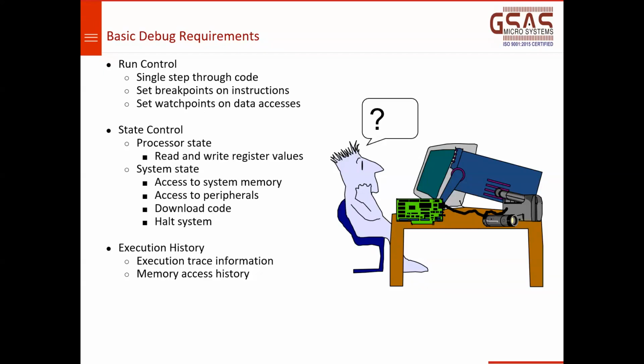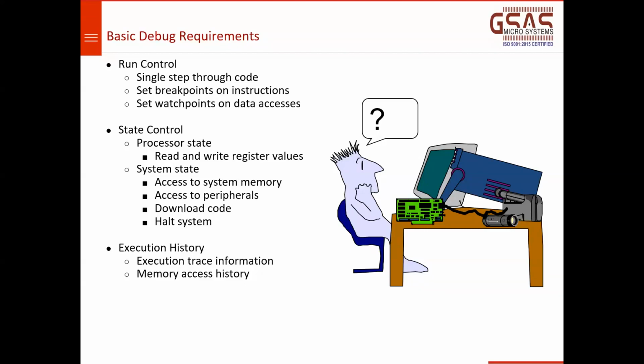The debug support is given in the processor core itself. It can be from a lower end ARM processor core to a higher end processor core, even Cortex-A, 64-bit core, 32-bit core. They all come with the debug port. Okay, so what does this debug port do?